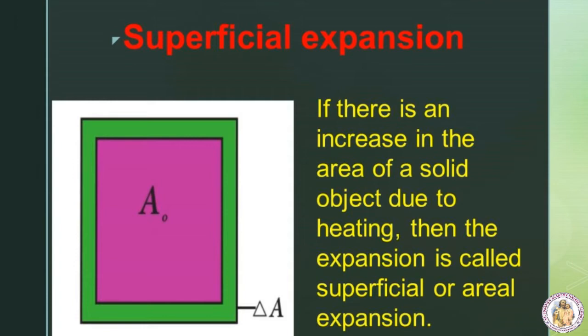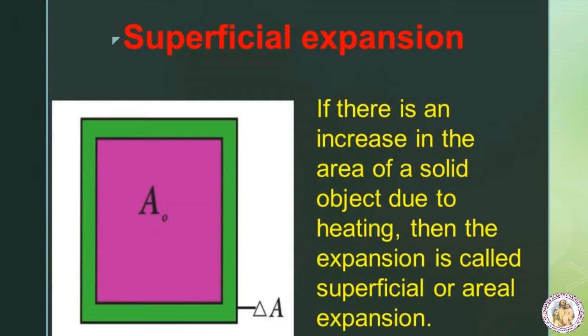Already we know linear expansion. What is linear expansion? When a body changes only in length when heat is applied on it, that is called linear expansion. What is superficial expansion? If there is an increase in the area of a solid object due to heating, then the expansion is called superficial or areal expansion.